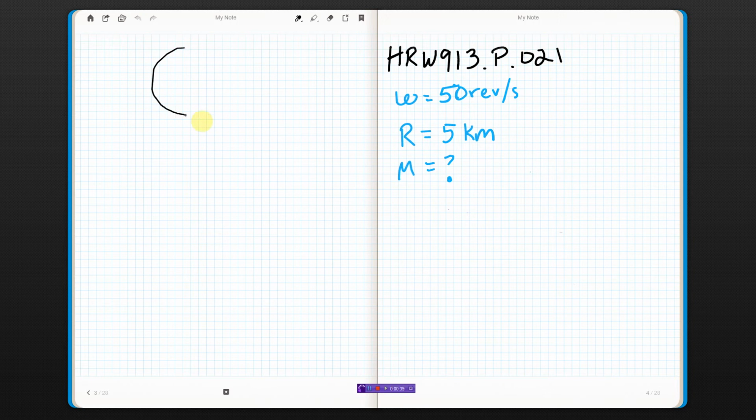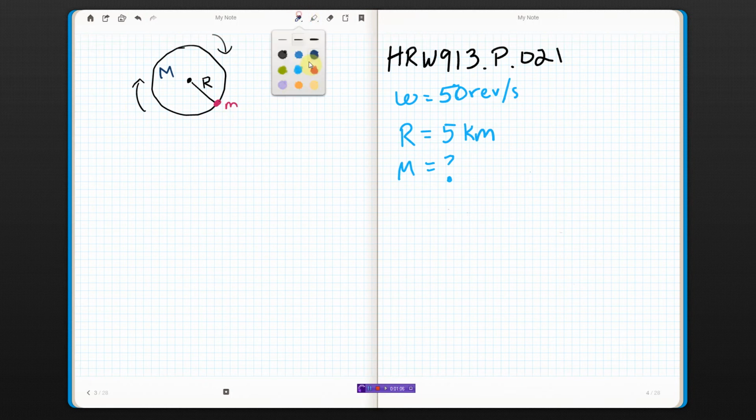Okay, so what I've really got going on here is, if this is the star, I'm going to show how it's shown from above. So here's the axis, and this thing is rotating with some radius r. Let's say we have some mass on the surface of mass small m. I want to find the mass of the star, big M.